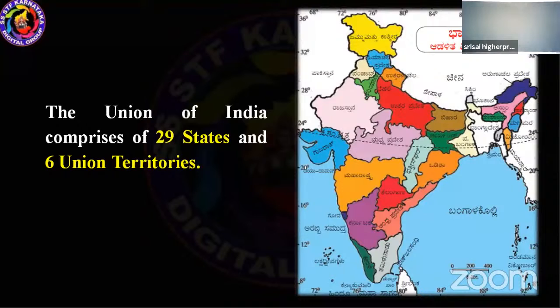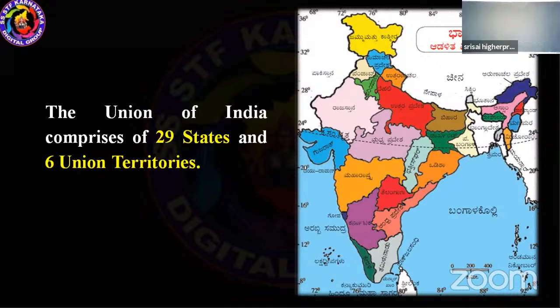Last year the central government changed the entire structure of Jammu and Kashmir. Before it was a state, but last year that entire Jammu and Kashmir was divided into 2 union territories. Therefore, we have one state less here. Okay, at present there are 28 states.